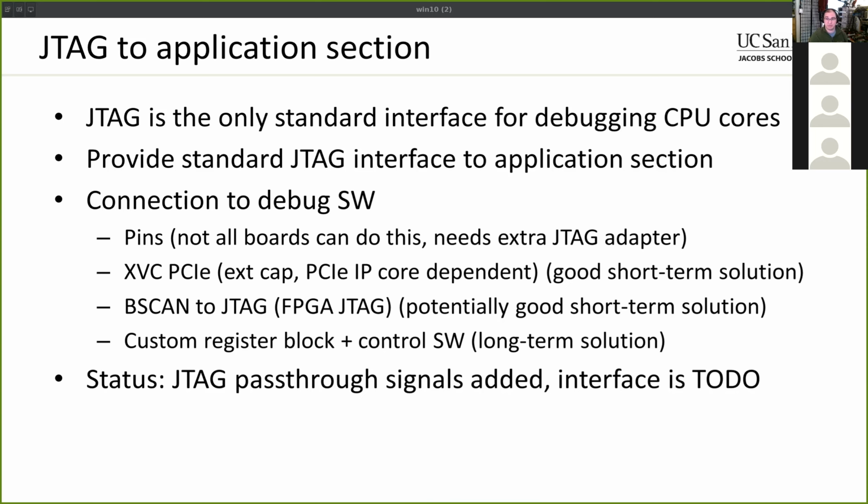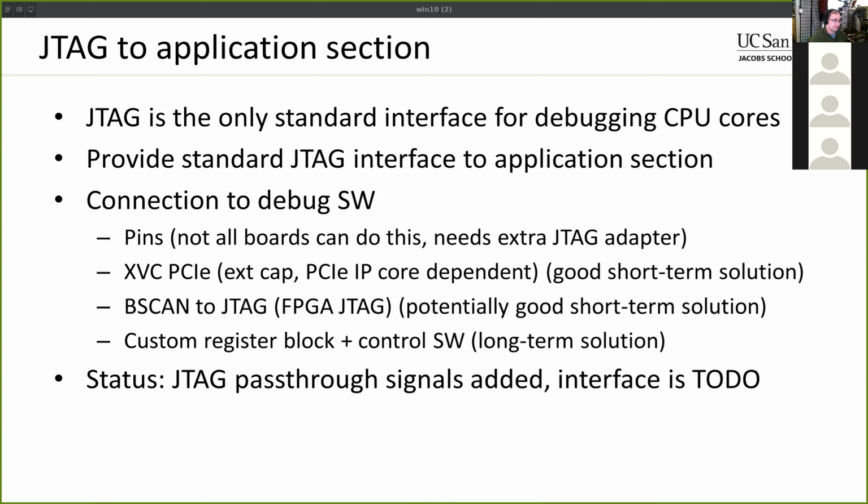But a lot of these cores support JTAG, and the great thing about JTAG is you can just easily put a bunch of different components on a JTAG chain. So if you do that, then what we can do is provide some standard registers for speaking to this JTAG chain. We can thread the chain all the way into the application section, and then you can attach as many soft cores as you like inside the application section, and then debug them using standard tools. So the question is, how do you actually make that connection back to the host?